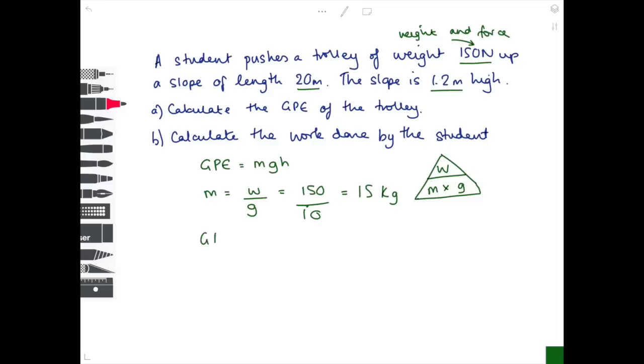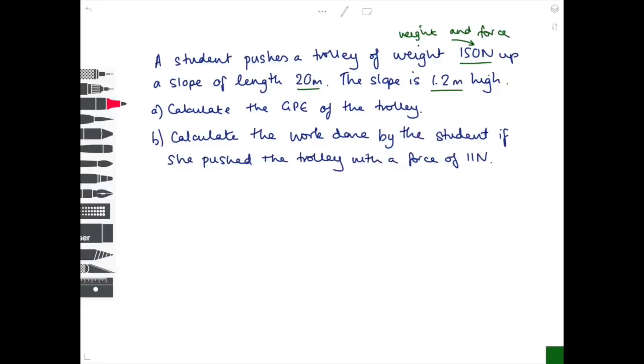Now we're ready to use the original equation. So mass is 15, gravity I've just said is 10. The height, it says that the slope is 1.2 meters high, hence 1.2 is substituted in here. So once I've substituted that in, I get a value which is 180. It's an energy value, so it needs to be in joules. So I've rubbed the rest out so we've got more space. So in B, we're calculating the work done by the student if she pushed the trolley with a force of 11 newtons. So we have work done, we have force.